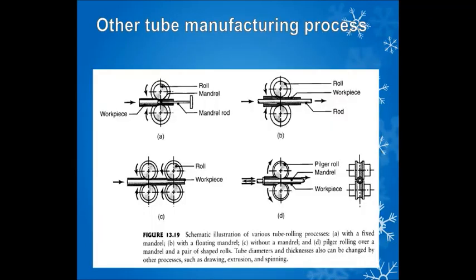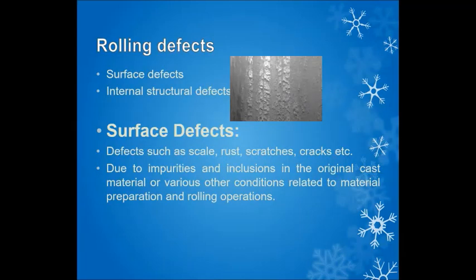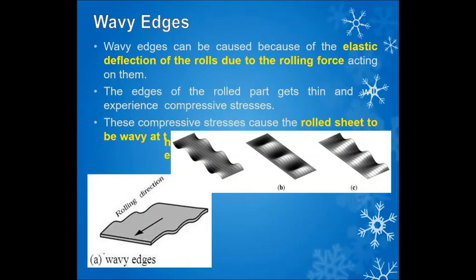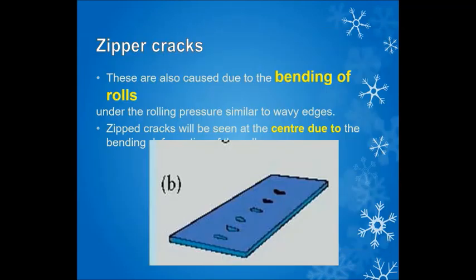Hot rolling results in residual stresses. Scaling is a major rolling defect. Defects include surface defects, internal structural defects, and defects such as wavy edges. Zipper crack is also caused due to the bending of the roll. Edge crack is due to non-uniform deformation of metal along the width.